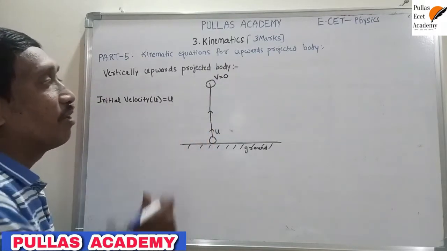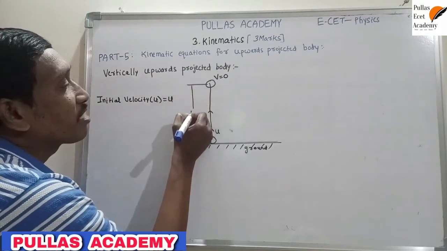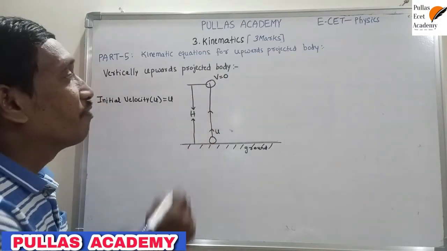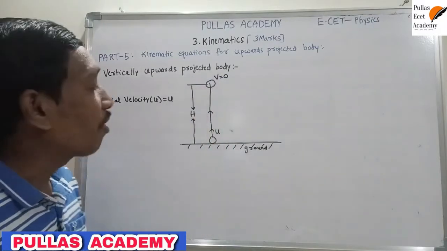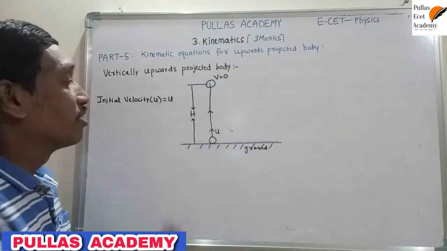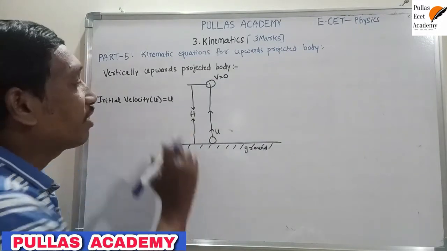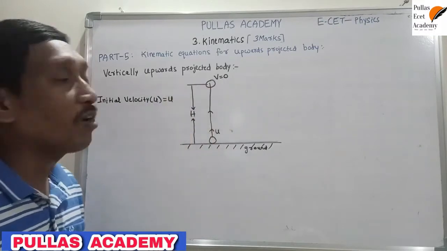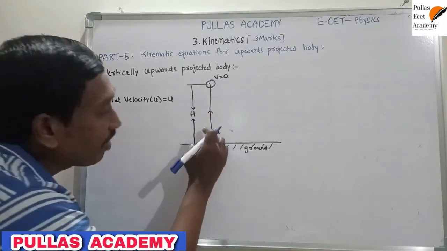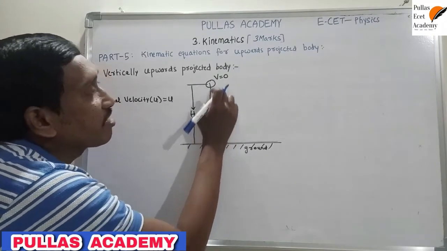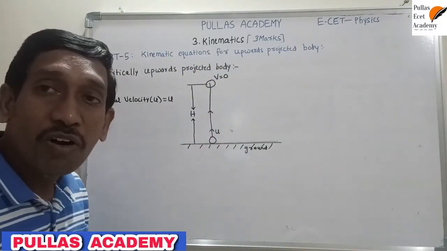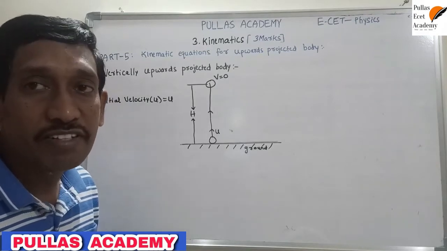The maximum height for an upwards projected body is the height where its velocity becomes 0 on its traveling path. That means here the velocity is u, and here the velocity is 0. Velocity gradually decreases and finally becomes 0. When velocity decreases with time, that is called retardation or negative acceleration.